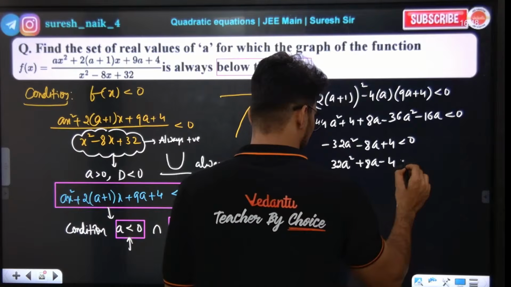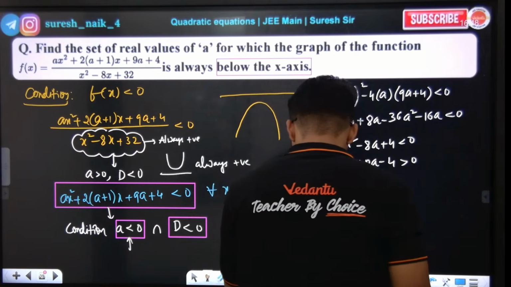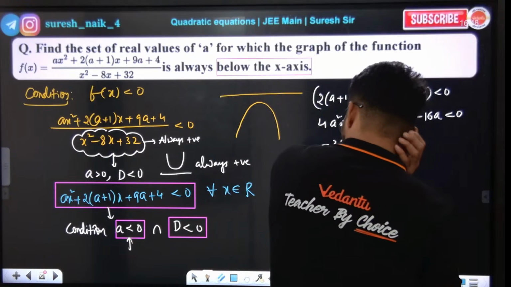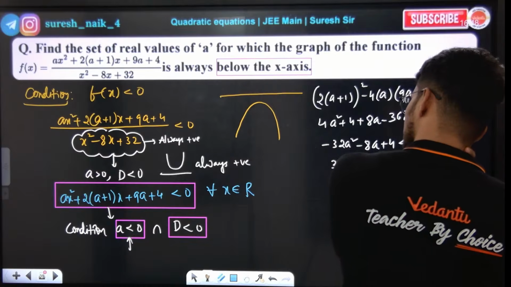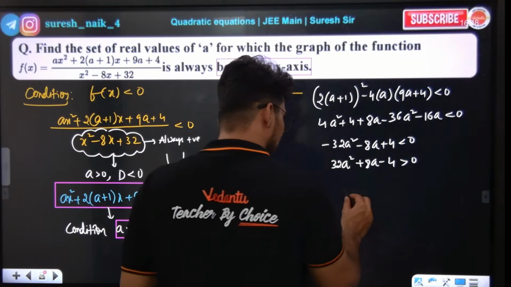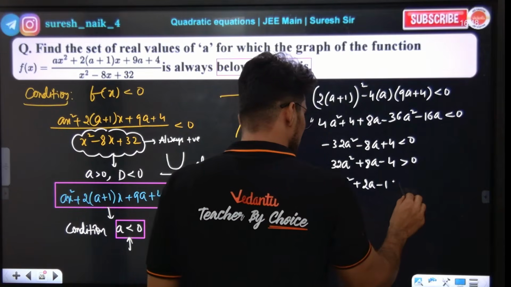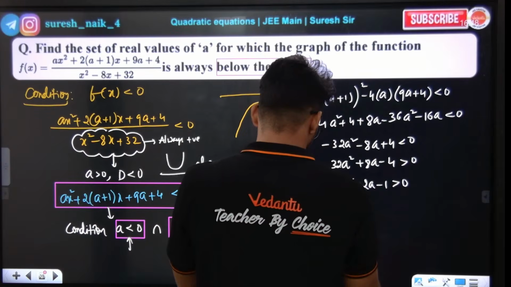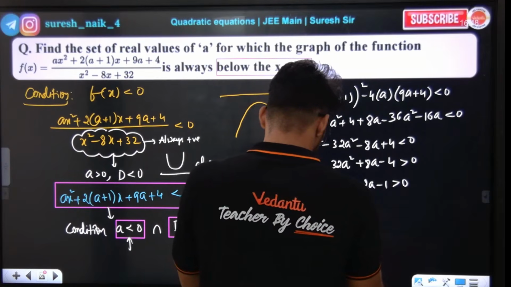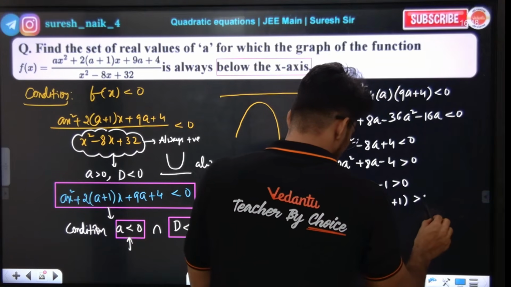Inequality will be changing. So can I take 4 common here? If I take 4 common, what am I going to get? 8A square plus 2A minus 1 greater than 0. So 4 2s are 4A minus 1, and 2A plus 1 is greater than 0.